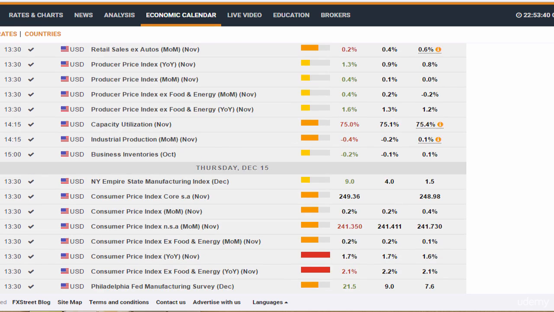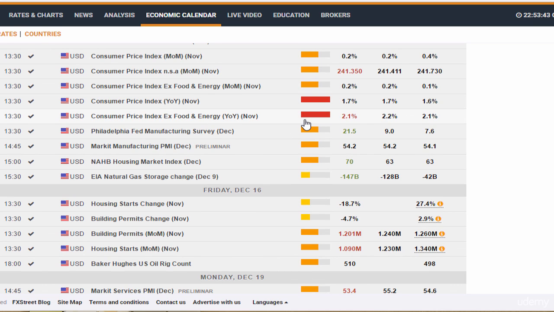Here we can see the CPI data. Now, even though this is red, look at the previous month. Previous month was 2.1 and we got 2.1. So this is better than the one we had for November, which is the previous example I just showed, because in that example, we had a decrease from the previous month to the current month. In this case, the previous and the current are equal. So this is not as bad.